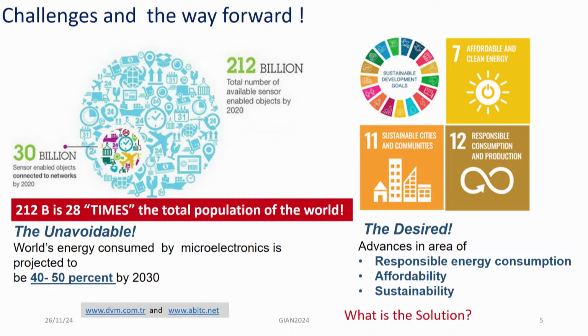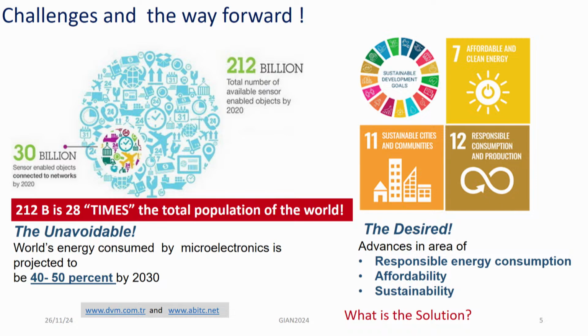But what are the challenges? If you see this, about 30 billion sensors were connected by 2020 already. We are in 2024 and 212 billion is the total number of available sensor-enabled objects. What does it mean? 212 billion is actually 28 times the total population of the world. So the people are fewer, but the sensors and the microelectronic devices are more. And it is projected that by 2030 we will be needing 40 to 50% of the energy to run that, and we are going towards that.